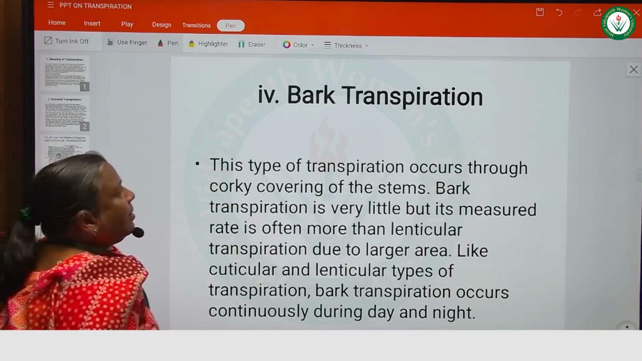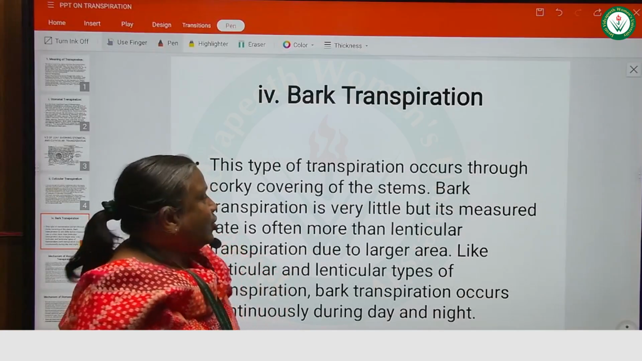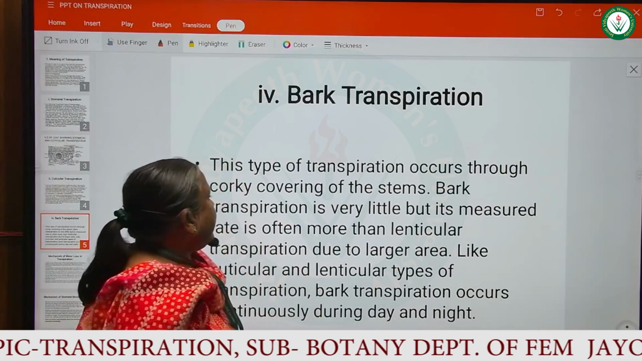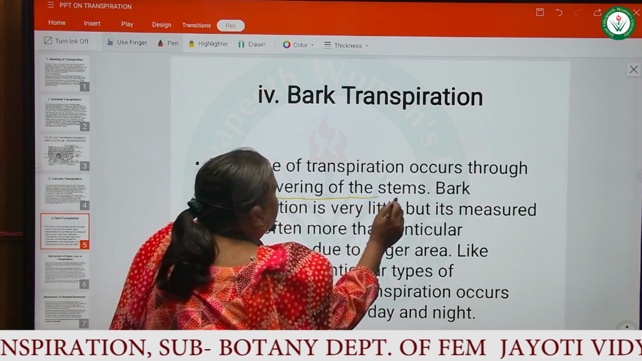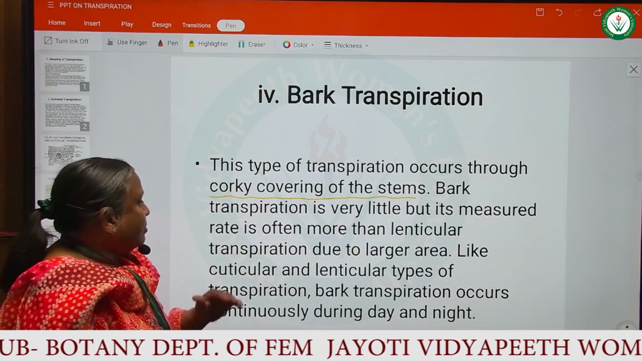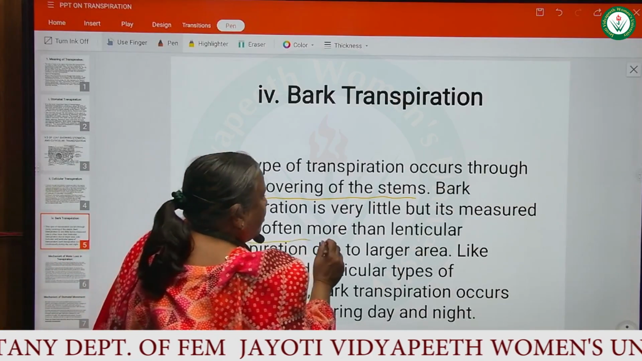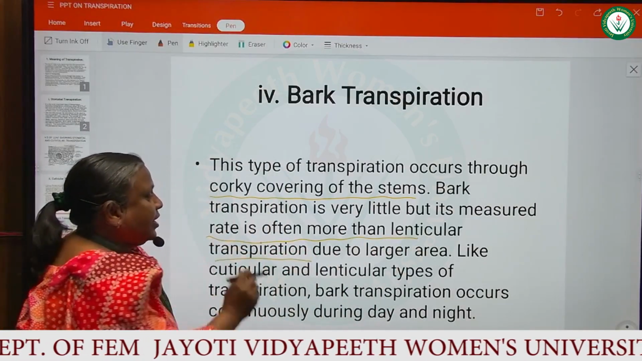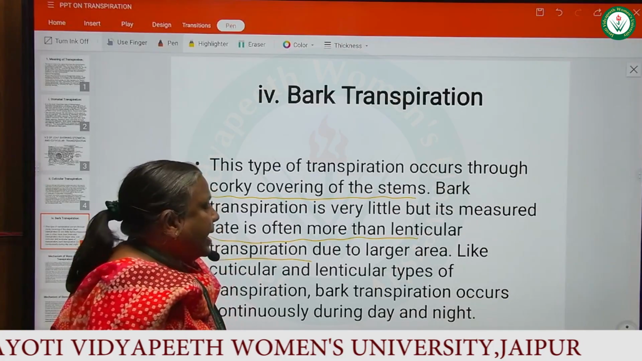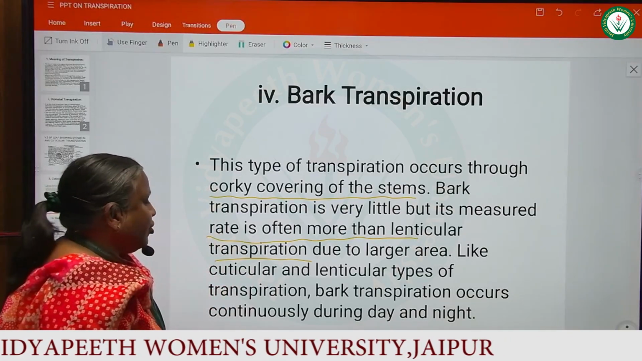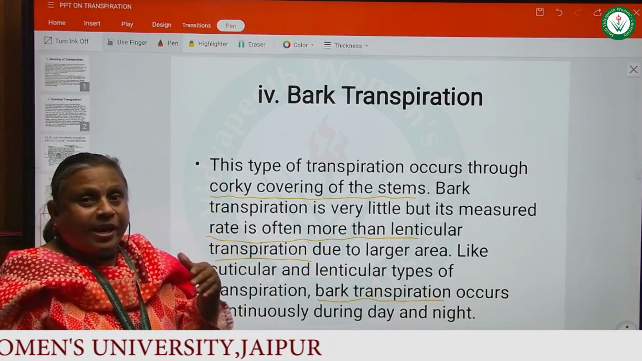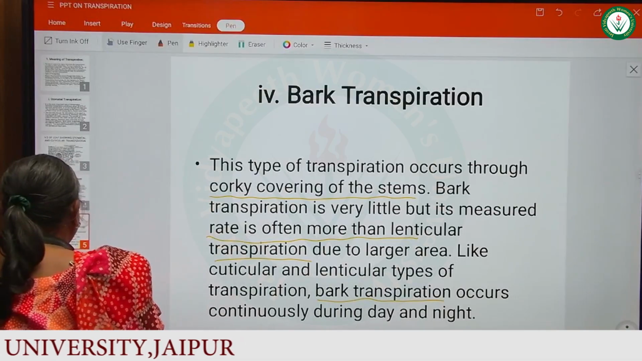Now I talk about the bark transpiration. This type of transpiration occurs through the corky covering of the stems. Bark transpiration is very little, but its measured rate is often more than lenticular transpiration due to the larger area. Like cuticular and lenticular types of transpiration, bark transpiration occurs continuously during the day and night.